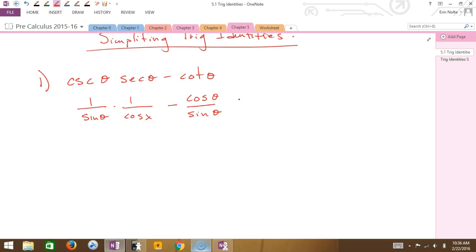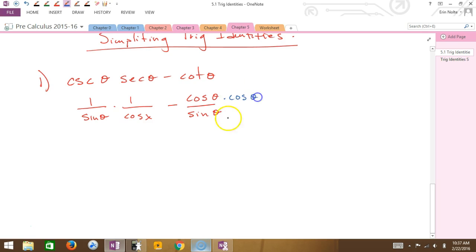The first fraction has a sine and a cosine in it. The second fraction has just sine in it. What is my common denominator? Sine times cosine, very good. So what does my second fraction need? A cosine. So I'm going to multiply the second fraction by cosine.